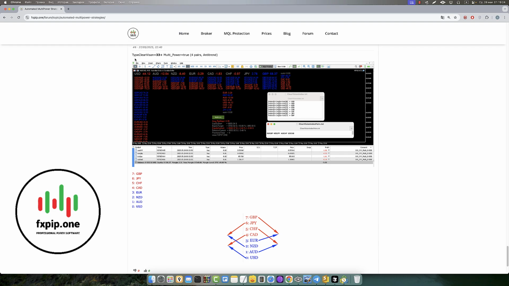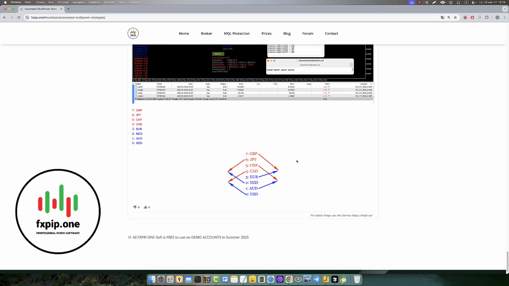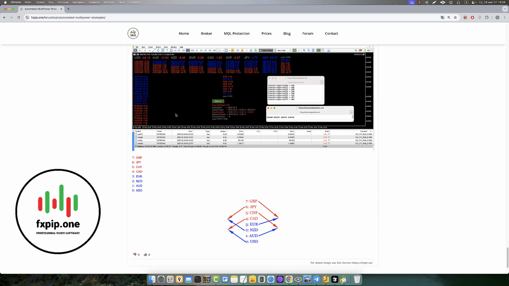This is Clear Vision 32 multi-power true, 4 pairs anti-trend. So what we do, we sell highest pair to index number 3, 7 index we sell to index number 3, 6 index we sell to index number 2, 4 to 0, see this, 5 to 1. So you receive only 4 pairs. This is how you can look the market and see how it goes.